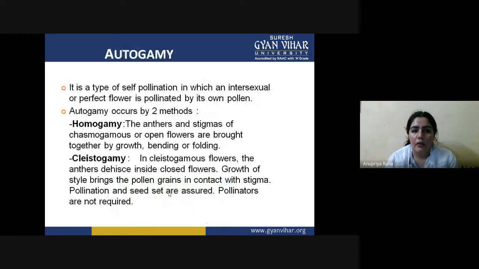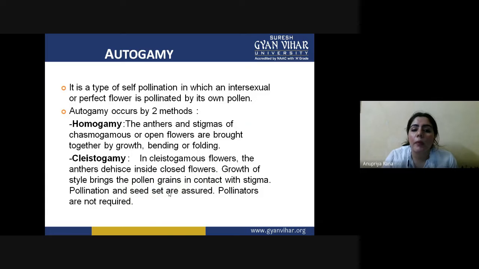Now next, it is a type of self-pollination in which a bisexual or perfect flower is pollinated by its own pollen. So they should be pollinated by their own pollen grains. Autogamy, if we classify it further, has two types: homogamy and cleistogamy. In homogamy, the anther and the stigma of a chasmogamous or open flower are brought together by growth, bending and folding.